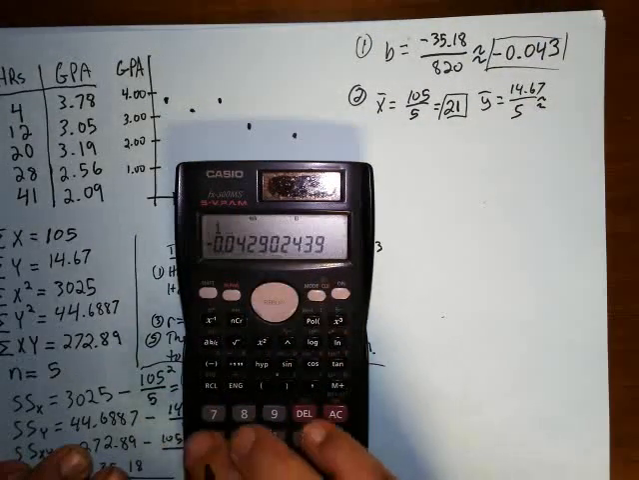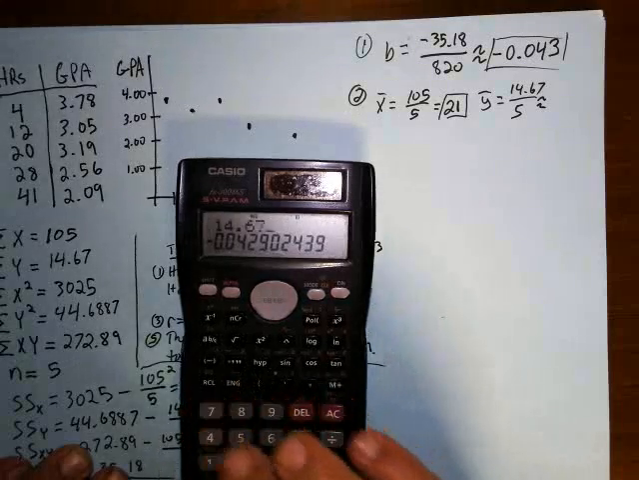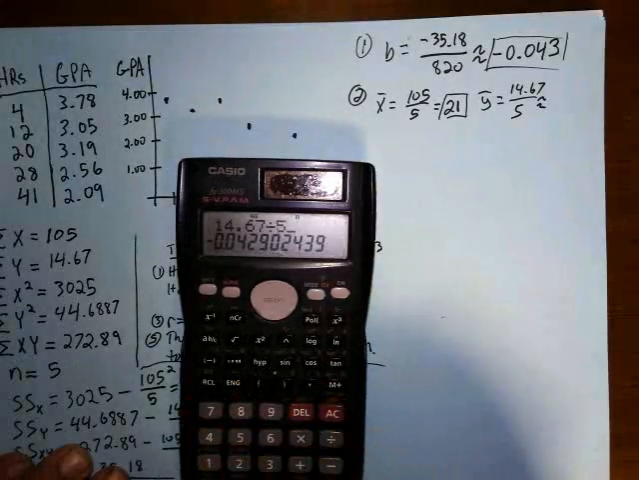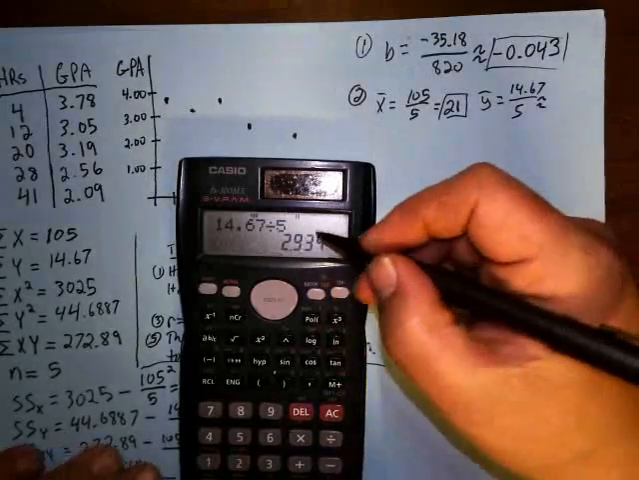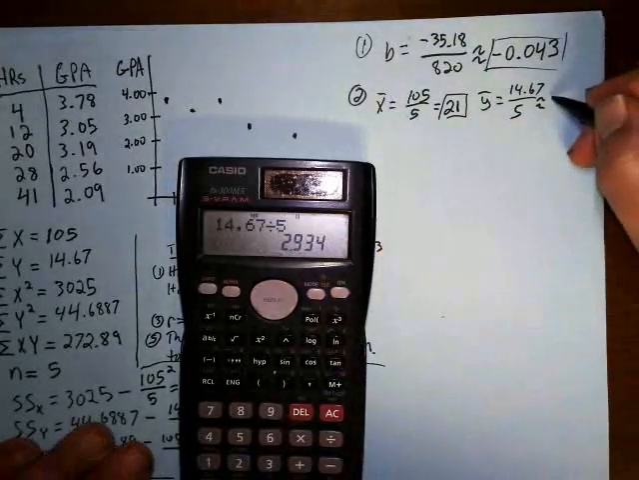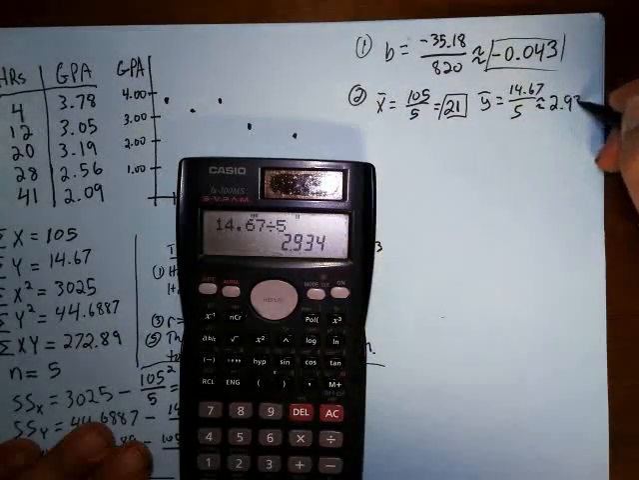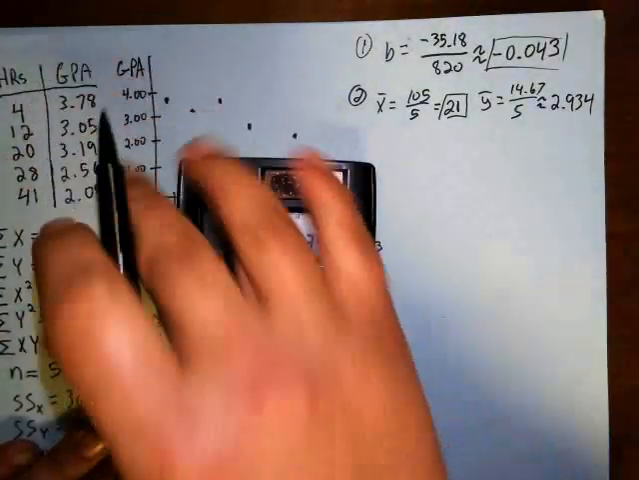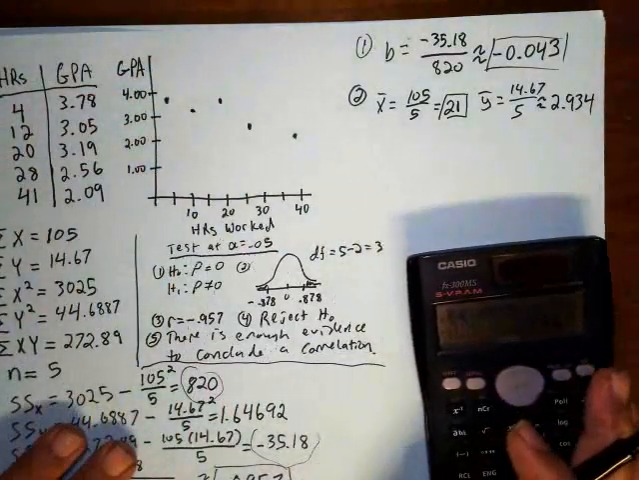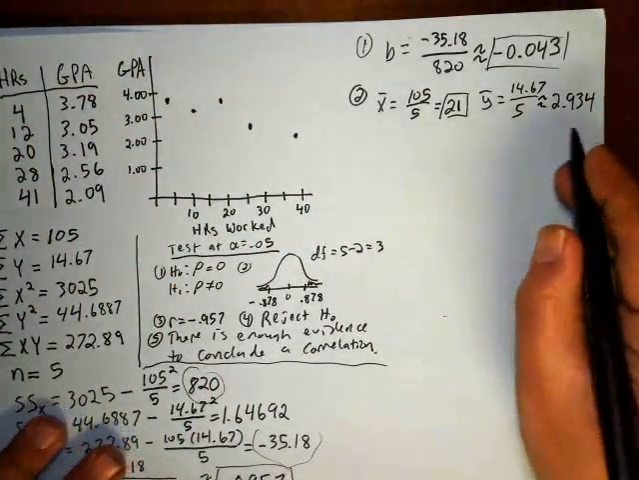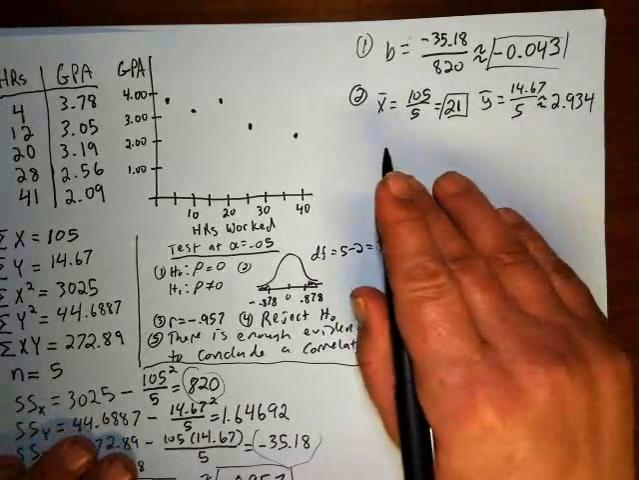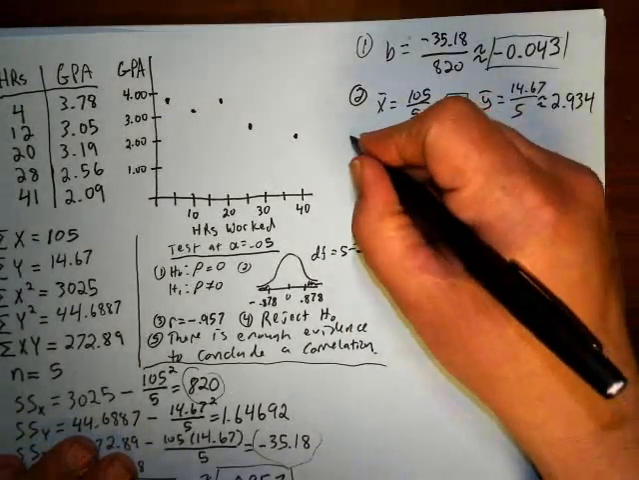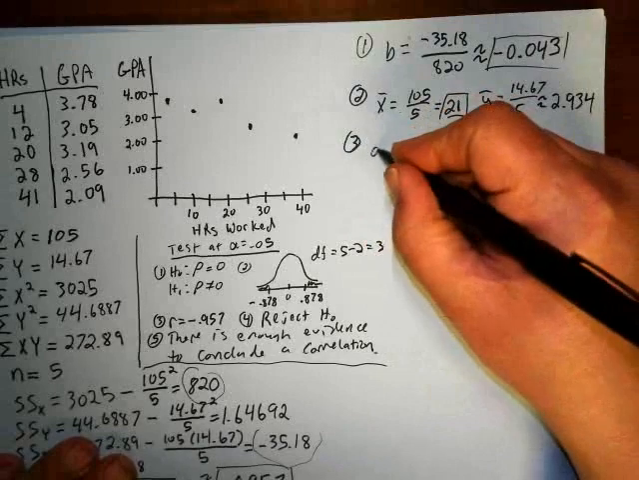So 14.67 divided by 5. And this is 2.934. I'll just go ahead and keep all those decimal places since it terminates, and grade point averages are to 2 decimal places. So we'll just use all 3. So now those are my averages. So now I can calculate A.